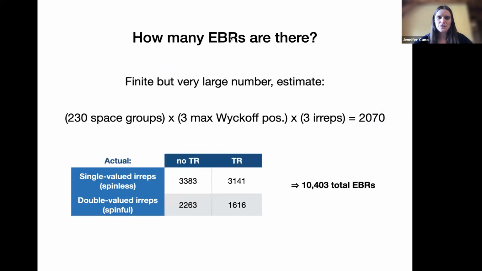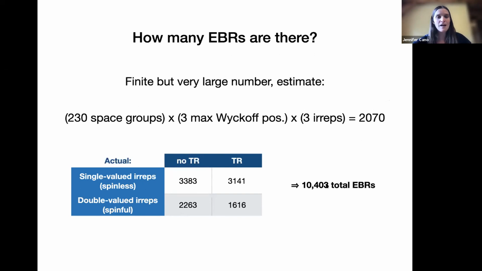Just to say, that finite number is quite large. You can understand how large it is by a rough estimate. 230 space groups. Usually there's a few, say 3 Wyckoff positions in each space group. And then there's a few, say 3 irreps of each Wyckoff position. That already gives us the number 2000, which turns out to be a good rough estimate. We can split up these EBRs into whether or not they have time reversal and whether or not they have spin orbit coupling. And you can see the numbers here, more or less 2000 for each category, for a total of 10,000 EBRs.